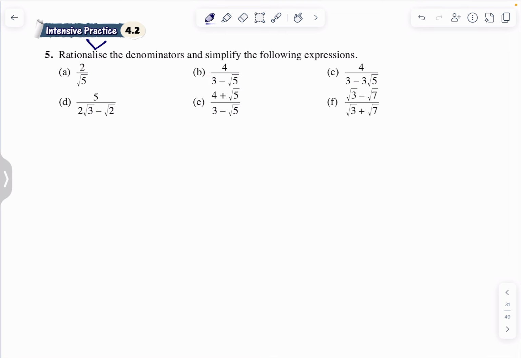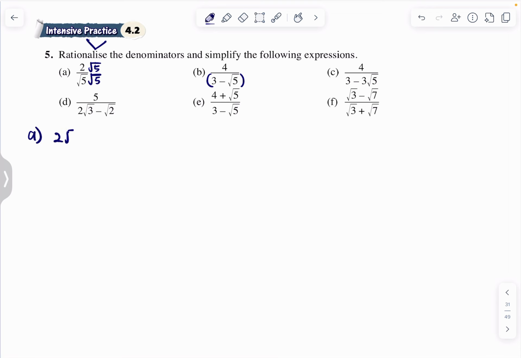So if only one term, you just multiply top and bottom with the denominator. If you have two terms, we have to use complex conjugate. Right, so looks like all these we have to use complex conjugate. So let's try to do the first one first. This is method 1 now.